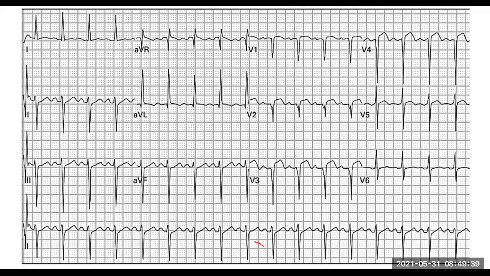Listen, so these are the types of things that we see relatively often in an emergency department. It's not uncommon to see infarcts.